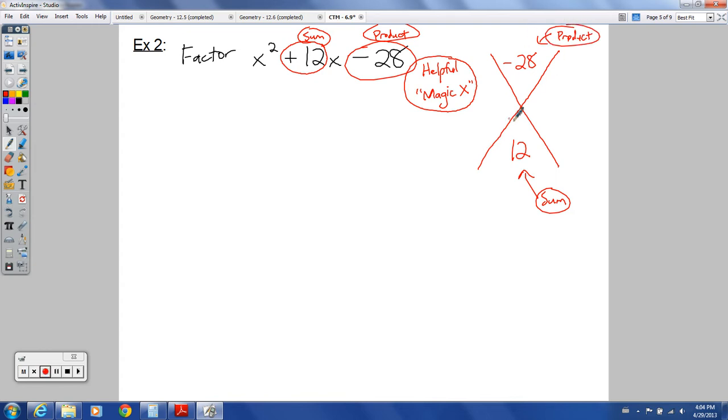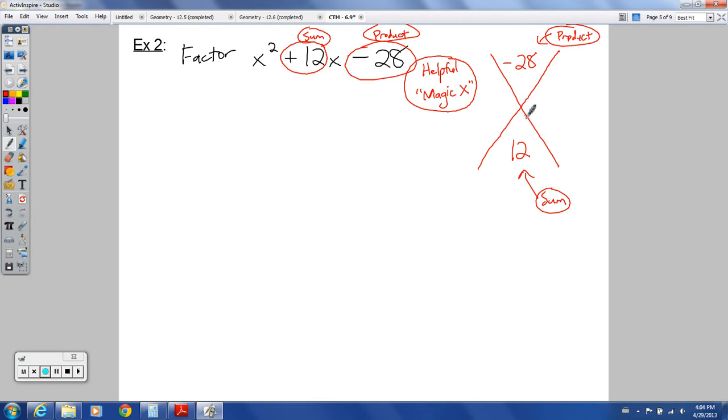So think of two numbers that are going to multiply to 28. Well, we could use 1 and 28, but that's not going to help us. There's no way to combine that, even with negatives, to make a sum of 12. So we could have that, but that's not going to work.